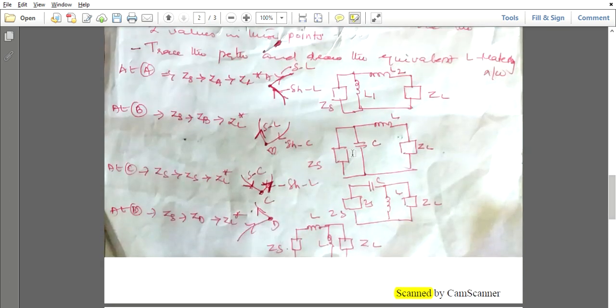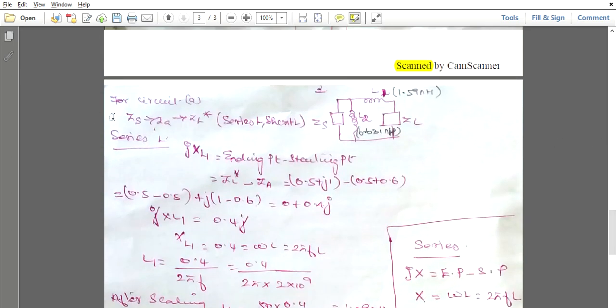So here we have taken, this arc will give one element and this arc will give one element. At this point you will have one impedance, at this point one impedance, and at this point one impedance. These are the two impedances which give one element and the other two impedances which give another element. By using those impedance values you can find the value of the component. For example, for intersection point A, circuit A, this is a trace point. ZS and ZA give one element and ZA and ZL star give another element.